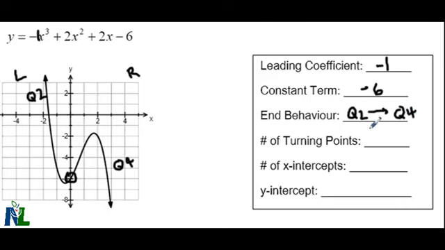Q4. The number of turning points for a cubic can be up to 2, and here we have 2 turning points. The number of x-intercepts, we only have it crossing once, so there's 1 x-intercept. And as I referred to earlier, the y-intercept and constant term are the same, so the y-intercept is negative 6.